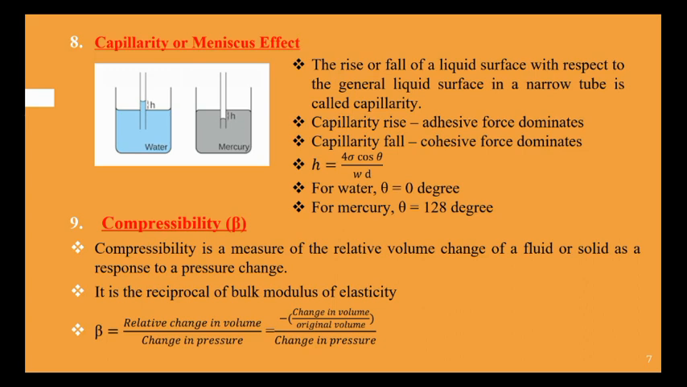The next property is compressibility and it is represented by beta. Compressibility is a measure of relative volume change of a fluid or solid as a response to a pressure change. It is the reciprocal of bulk modulus of elasticity. Its equation is beta equal to relative change in volume divided by change in pressure, that is equal to minus of change in volume divided by original volume divided by change in pressure. The negative sign indicates that volume decreases as pressure increases.